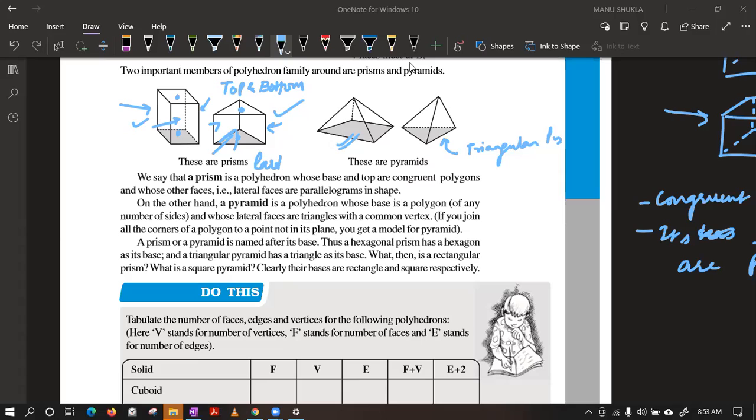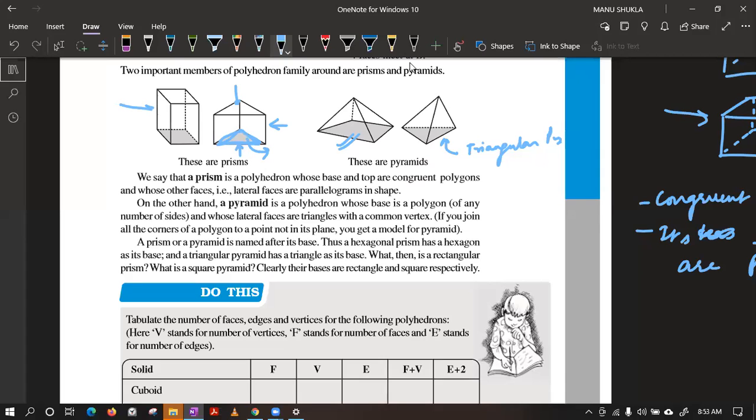In a prism, how do we name it? Please tell. In the prism, the condition that we have studied is that the top and bottom should be congruent and the lateral surfaces should be parallelograms. So in this also we take this base. It is a triangle over here, so we call it a triangular prism.